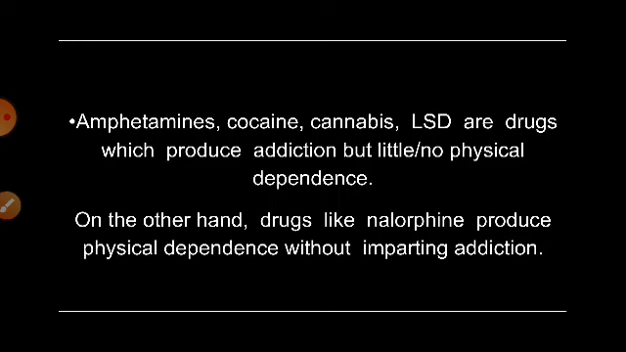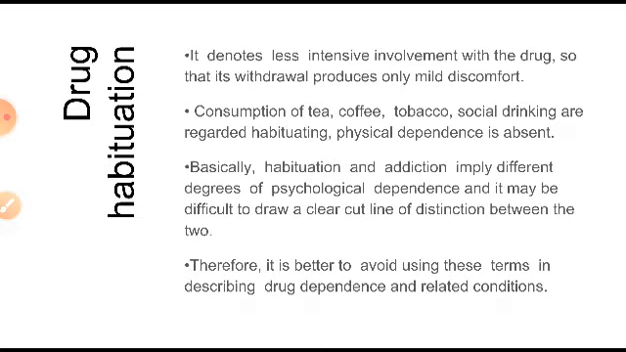Amphetamine, cocaine, cannabis, LSD are drugs which produce addiction, but little or no physical dependence. So they are not producing physical dependence, but they are producing addiction, which you can call psychological dependence, right? On the other hand, drugs like nalorphine produce physical dependence without imparting addiction. So they are different drugs having different effects on the body.